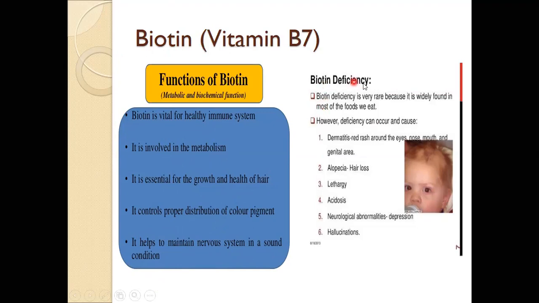Deficiency of biotin is rare, but sometimes it occurs due to ingestion of raw egg. Raw eggs can lead to vitamin B7 deficiency. So don't ever eat raw eggs, because raw eggs can decrease the absorption of biotin by an avidin protein, leading to biotin deficiency. يعني ما حدش ياكل بيض ني.